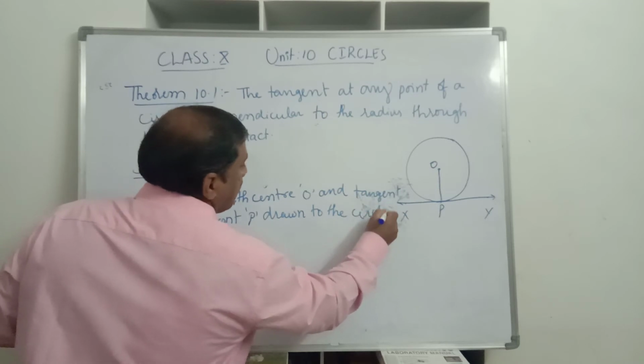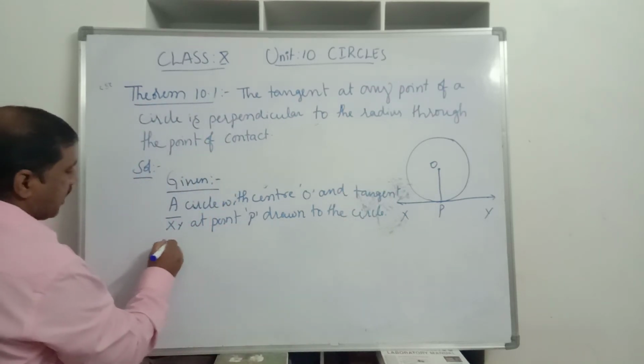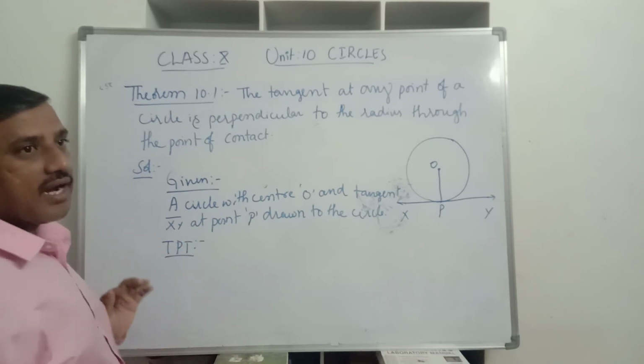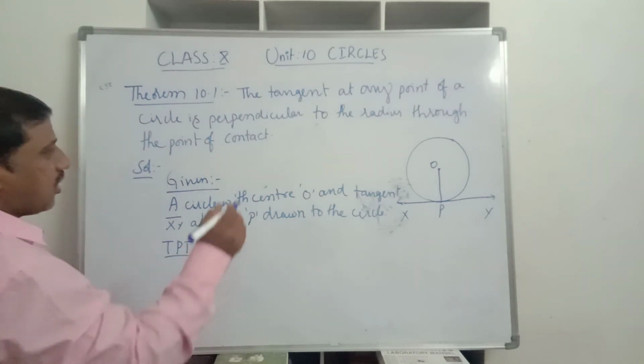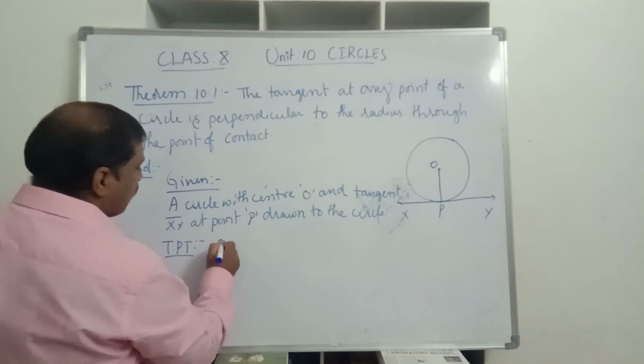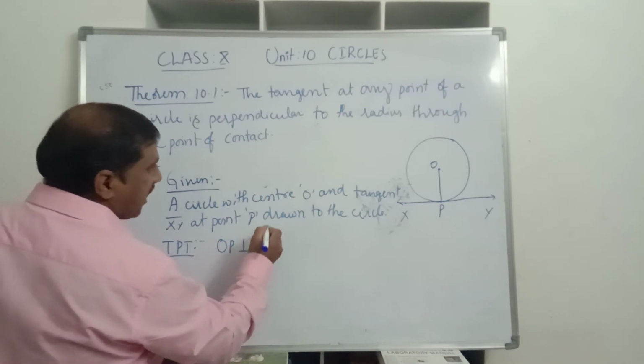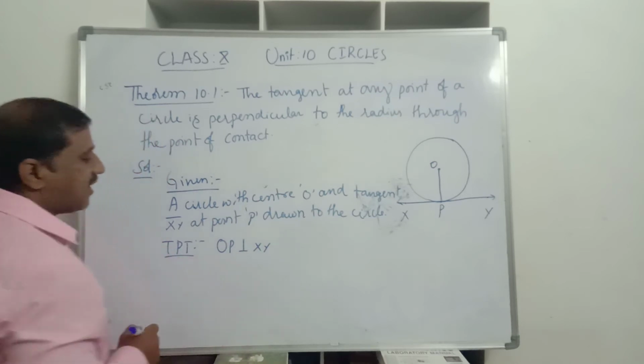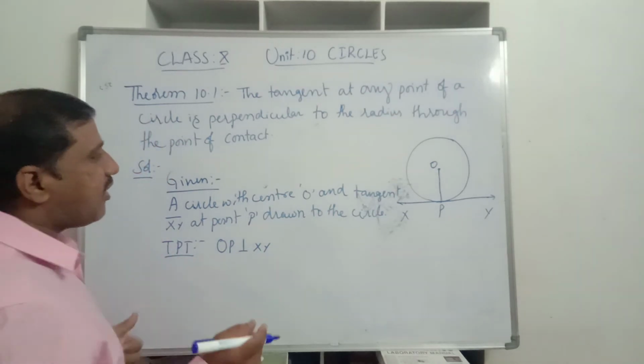Drawn to the circle. Now what we have to prove? RTP, required to prove. We need to prove that OP is perpendicular to what? XY.